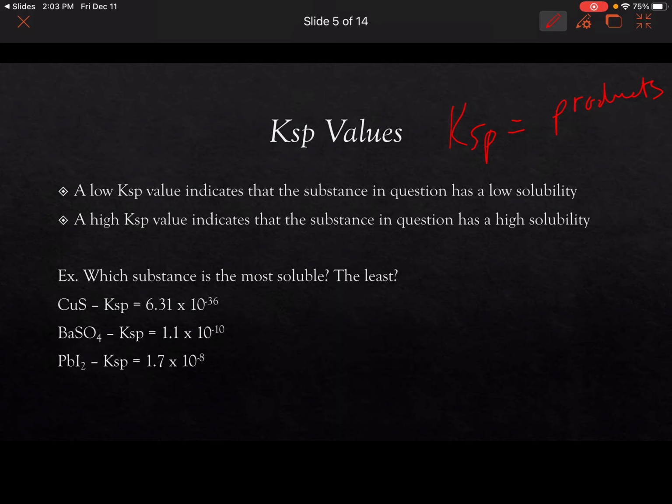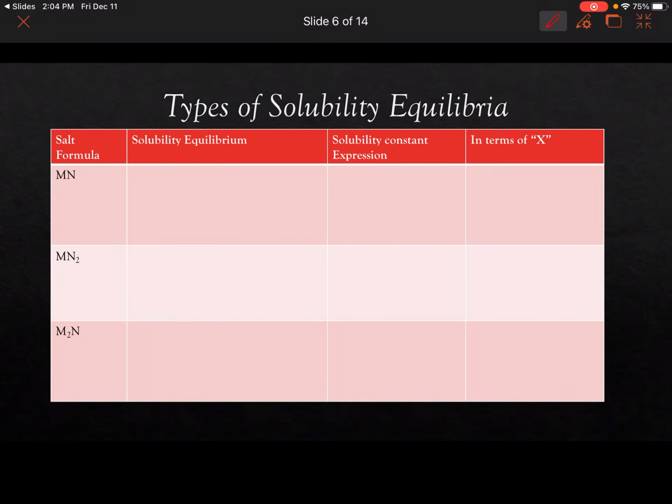So looking at this example here, which substance is the most soluble and which one is the least? The one that is the most soluble is going to be the biggest number, so that's going to be down here, our PbI2, and the least soluble will be the smallest number here, our copper 2 sulfide. Okay, so KSP gives us information about the solubility.